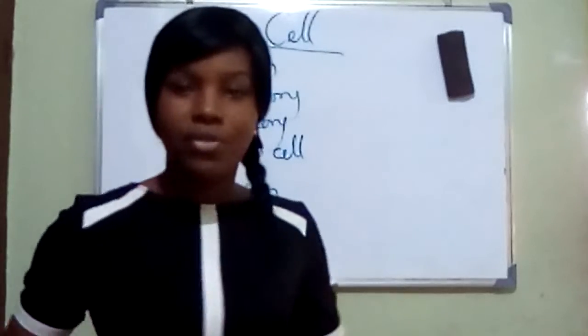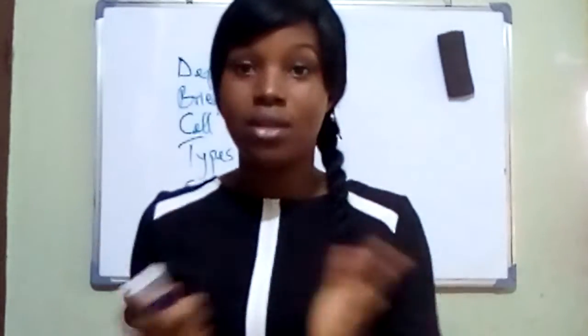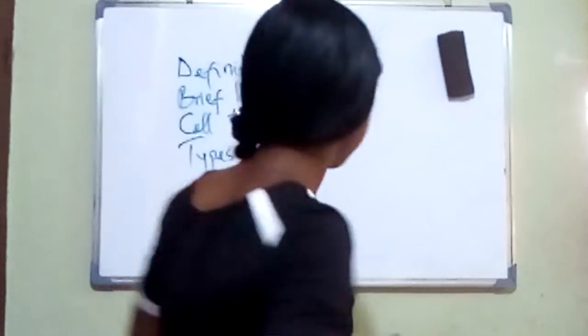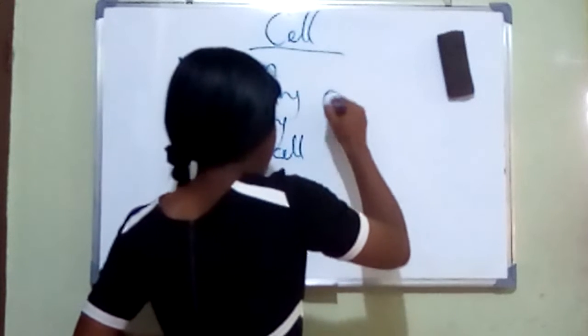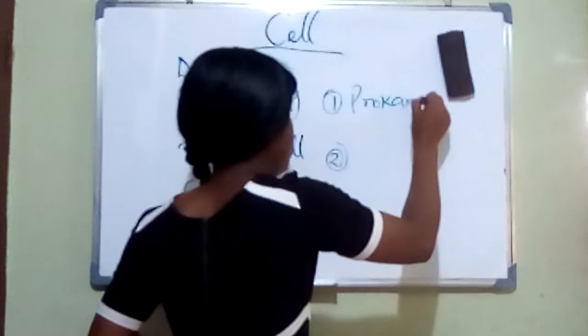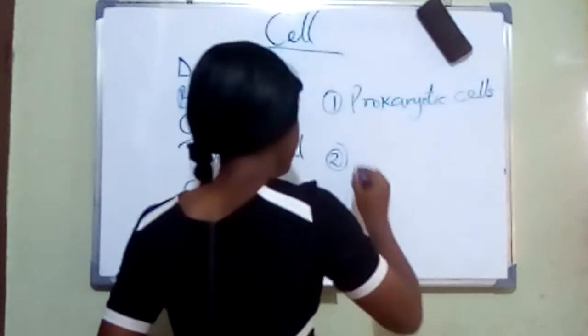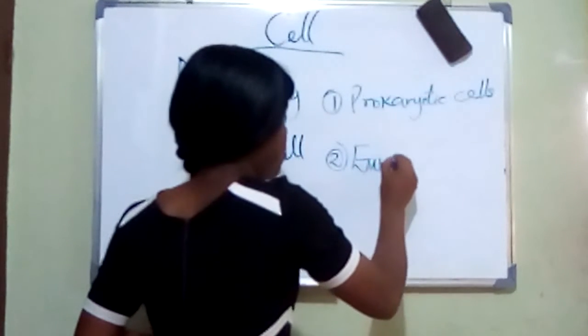Okay, now I'm sure there's a question running on your mind, which is: is there only one type of cell in the world? Actually, no. There are various types of cells in the world with different shapes and sizes, and though almost the same chemical composition. But broadly or basically, cells are classified into two categories. We have the prokaryotic cells and the eukaryotic cells.